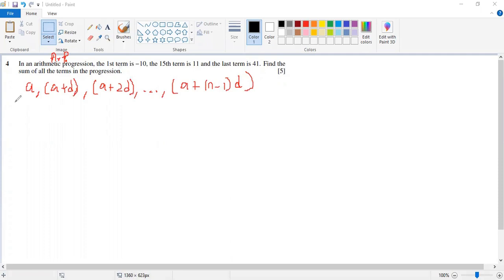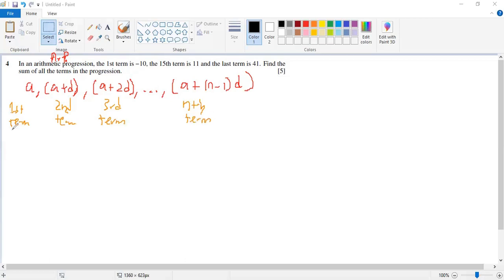So this will be the first term. Let's indicate that. So this will be the first term, then this is the second term, and this is the third term. So it's good to know this pattern for many questions. So, just the nth term.